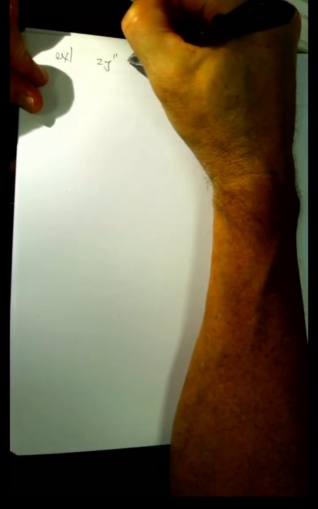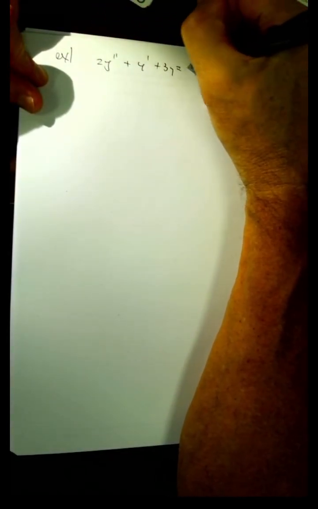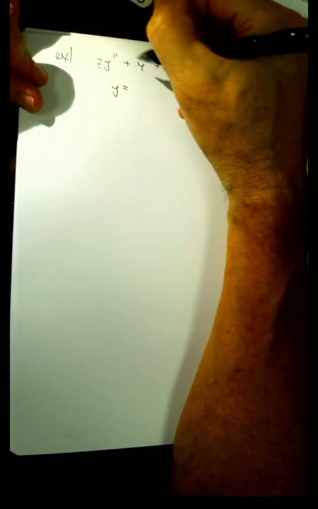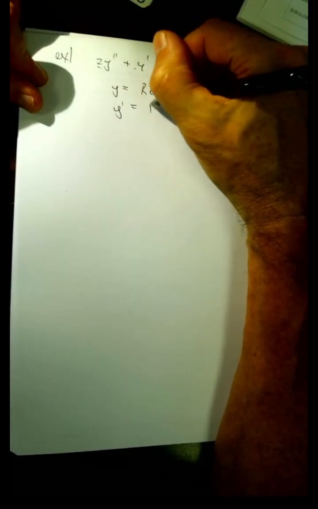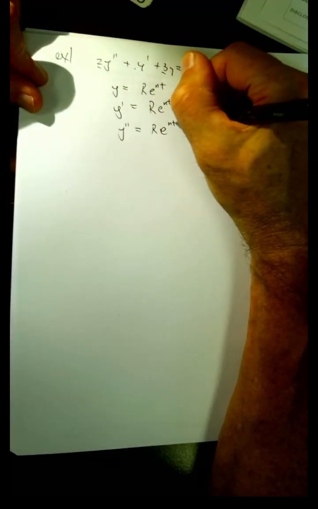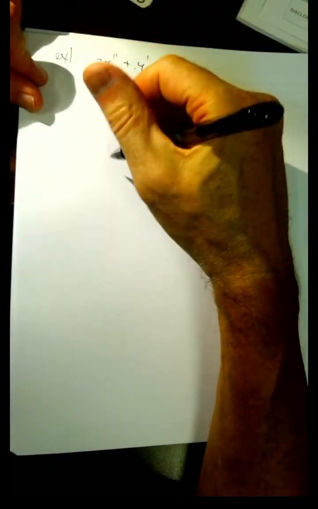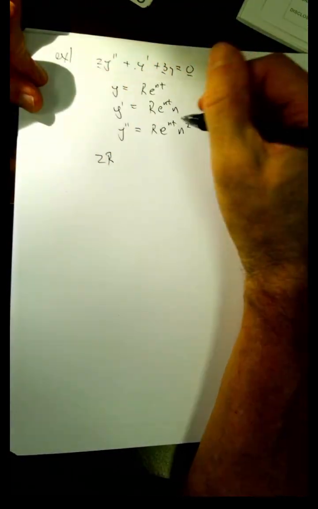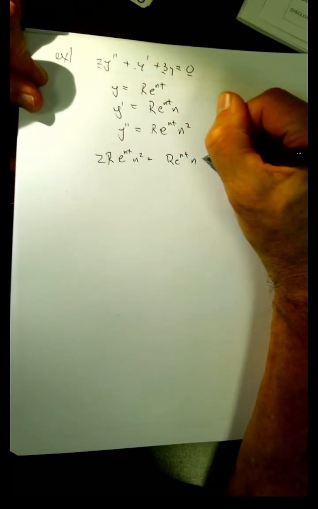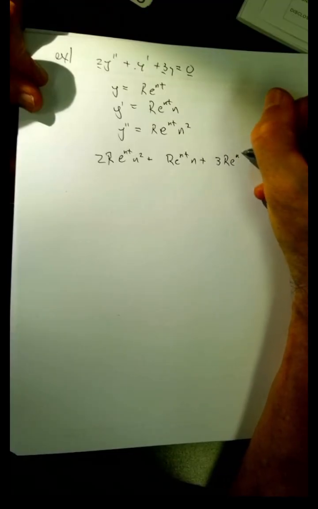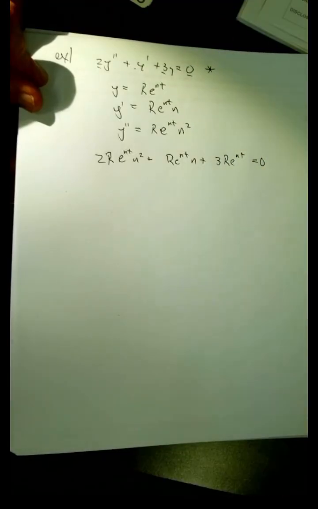So in this example, I've got 2y double prime plus y prime plus 3y is 0. It's constant coefficient. It's homogeneous. It's linear. So I assume a general exponential form, and I take the first two derivatives, plug that in, and I'm going to get 2 times the second derivative plus 1 times the first derivative plus 3 times the function, and that's just plugging straight into here.